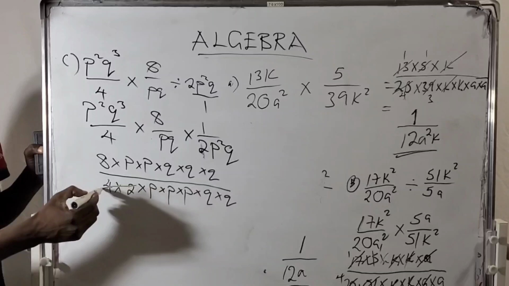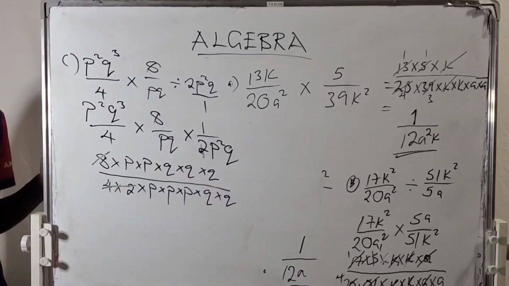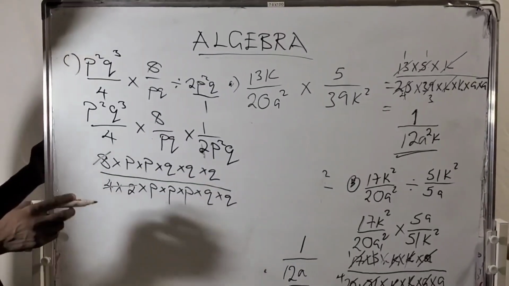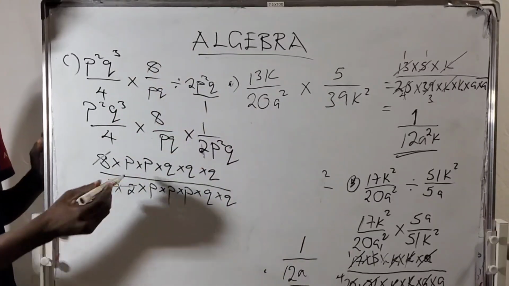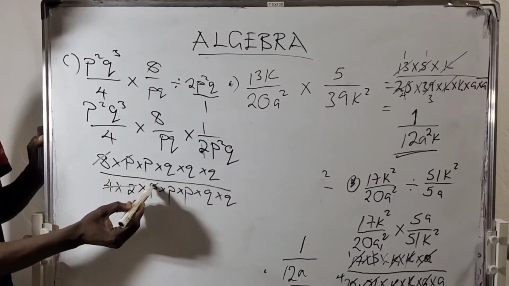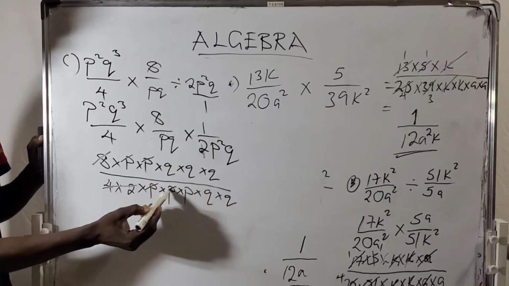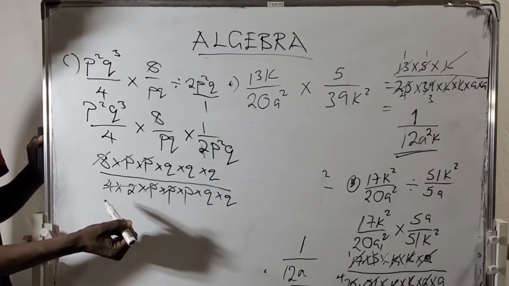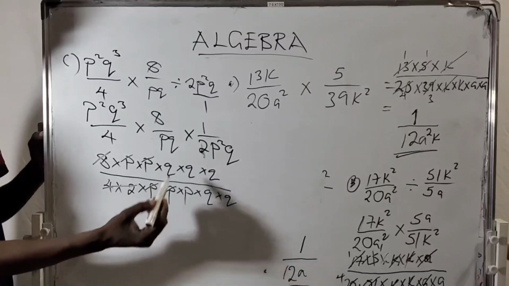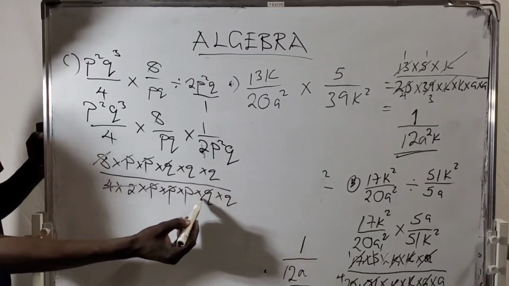But this 8 and this 8 cancel. Okay, so in terms of numbers, we have an invisible 1. So this p and this p cancel. This one and this one cancel. Do we have any p on the numerator? No, right? Yes. We can go to q. This q and this one cancel.